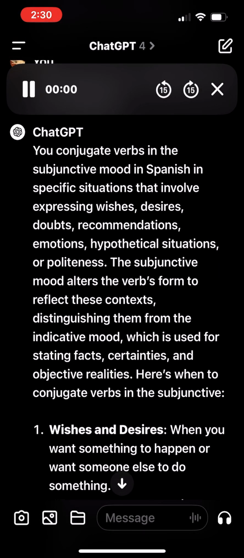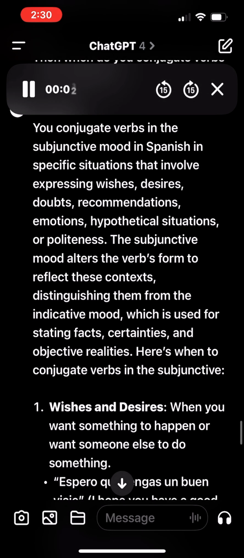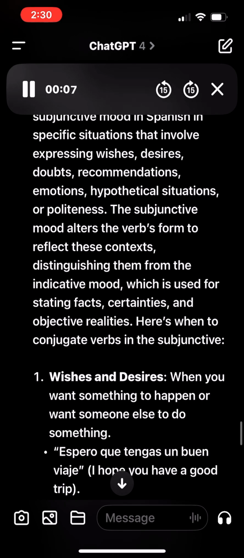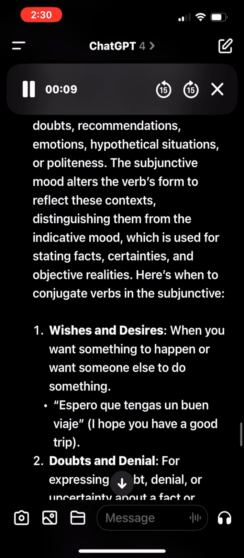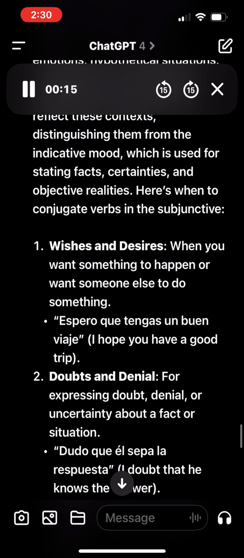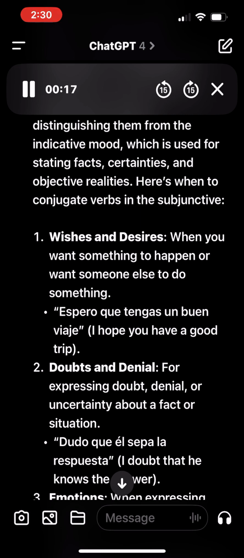You conjugate verbs in the subjunctive mood in Spanish in specific situations that involve expressing wishes, desires, doubts, recommendations, emotions, hypothetical situations, or politeness. The subjunctive mood alters the verb's form to reflect these contexts, distinguishing them from the indicative mood, which is used for stating facts, certainties, and objective realities. Here's when to conjugate verbs in the subjunctive.